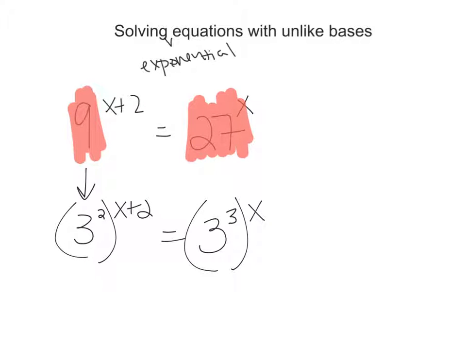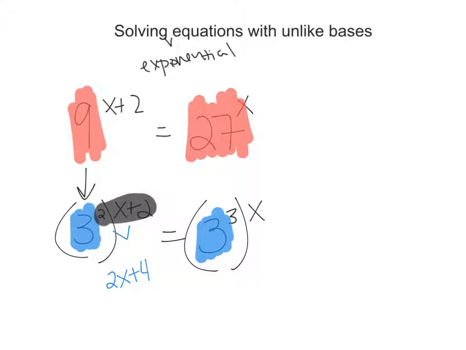And now that we have our bases that are alike, a base here of 3 and a base here of 3, we can set their exponents equal to each other, except there's one little thing I want to show you. You're going to notice here that this is 2 times this entire quantity. So this is going to become 2x plus 4, and that one will just stay as 3x.